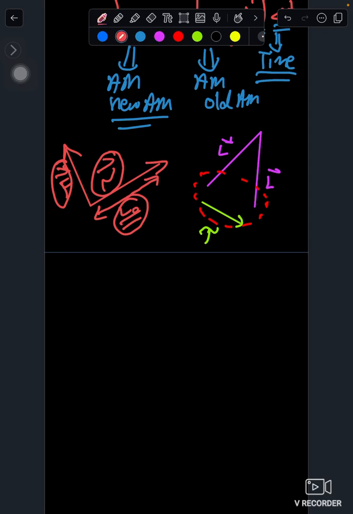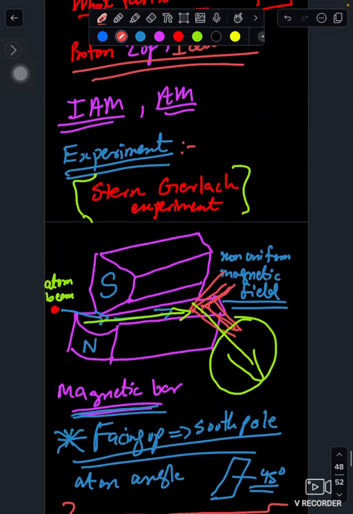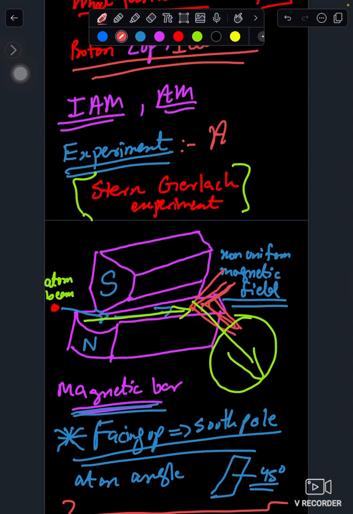Here is one more thing that I should have written at the top. For the experiment, the element used is Ag, and Ag is silver.